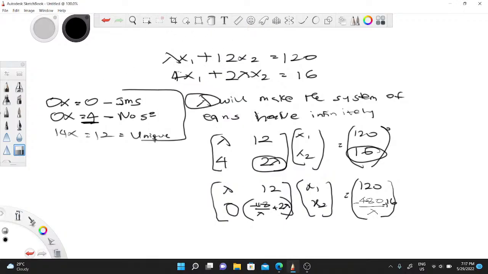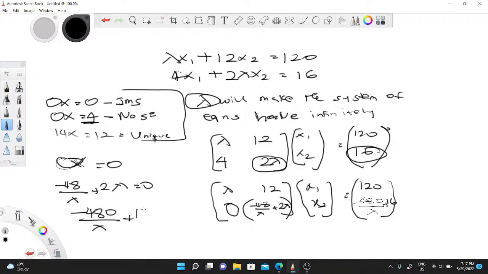For infinitely many solutions, it has a very specific form: 0x is equal to 0. That means that you want negative 48 over lambda plus 2 lambda to be equal to 0. And at the same time, you want negative 480 on lambda plus 160 to be equal to 0. And you want both of them to have the same value of lambda. So what value of lambda would give you 0 in both cases? That's what you're trying to find, and that's how you find the solution.